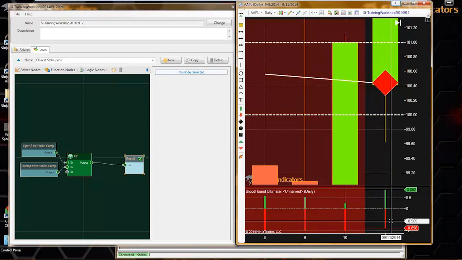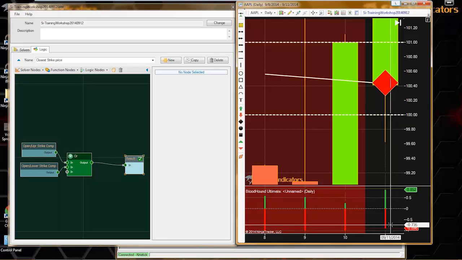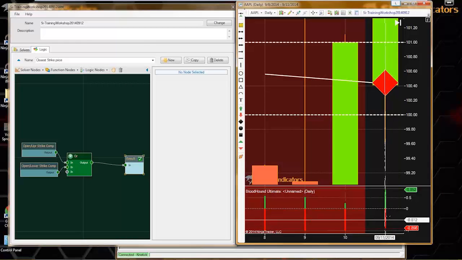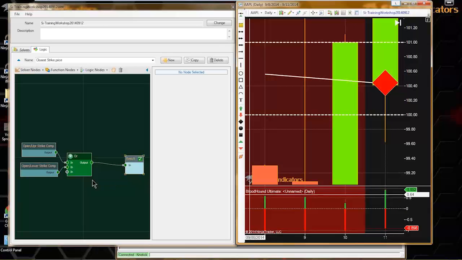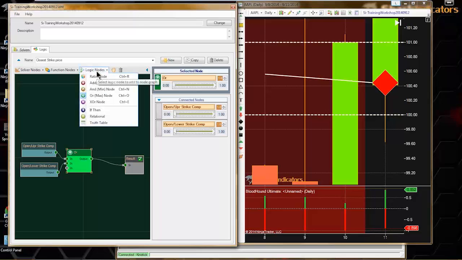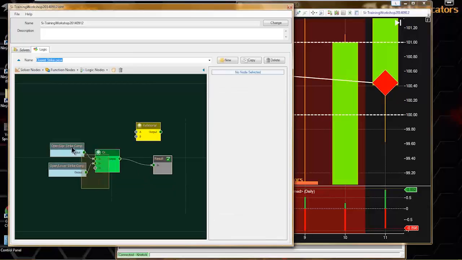This still isn't very easy to read. So how about if we build a system that eliminates the shorter value? We can build a set of logic that eliminates this long output because the value is less than the short output. So we can have BloodHound's logic only show us which of the long or short output is bigger than the other, which one has a greater value, and we'll block the other one from plotting on the chart. The way we can do that is we can use the relational node here. This guy doesn't get much love. He doesn't get much use. But today we're going to use him to do this.